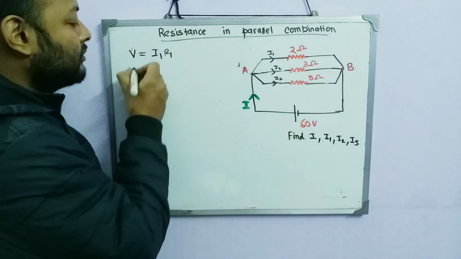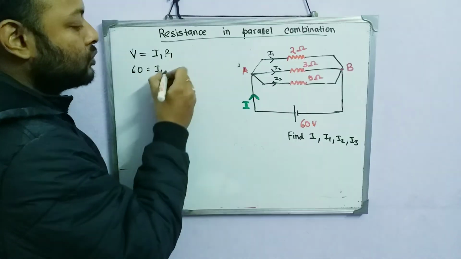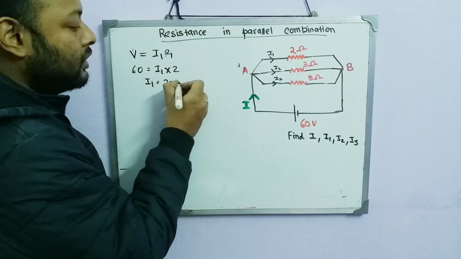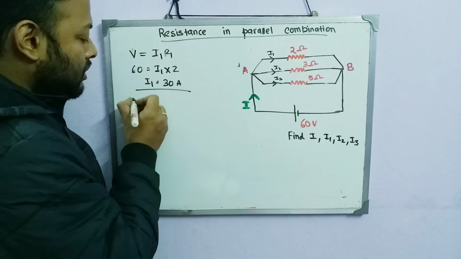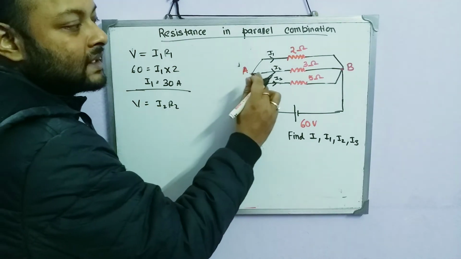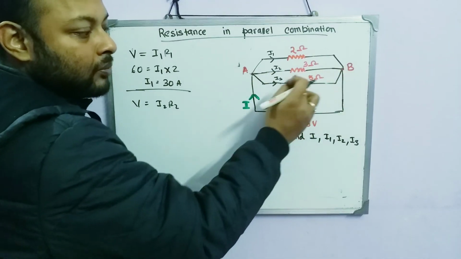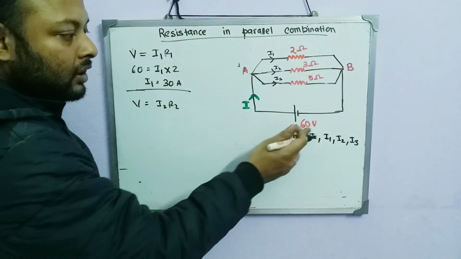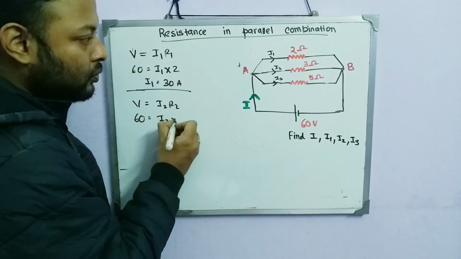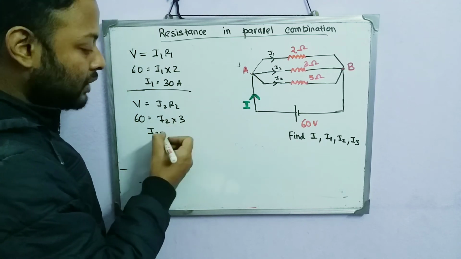So I will use the formula V is equal to I1 R1. V is given as 60, I1 I need to find, and R1 is 2 ohm. So I1 is 30 ampere. Then I use V is equal to I2 R2, because in the second wire also my net potential across A and B is 60 volt only. So I'll put the value of 60 here, I2 I need to find, and R2 is given as 3. So I2 becomes how much?